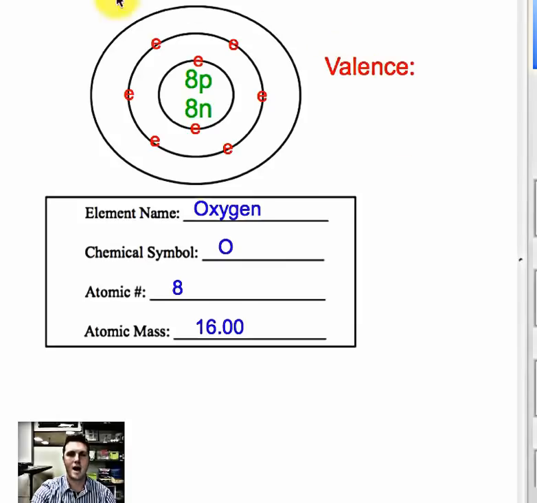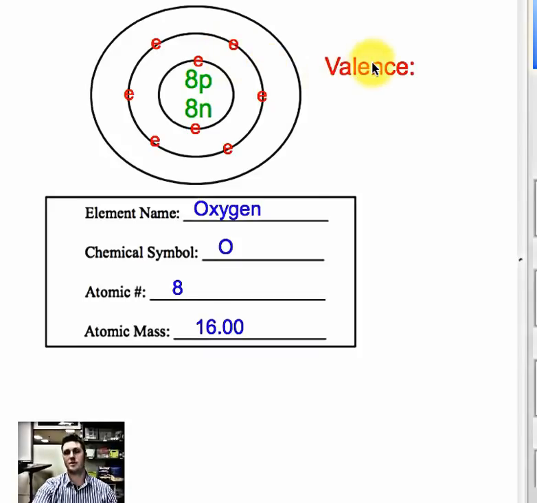So let's look at this oxygen atom right here. We know it is atomic number 8, so it has 8 protons, 8 neutrons, atomic mass 16. On the first energy level, we can hold up to 2. The second energy level, we can hold up to 8. And the third energy level, we can hold up to 8. This should already be a review.